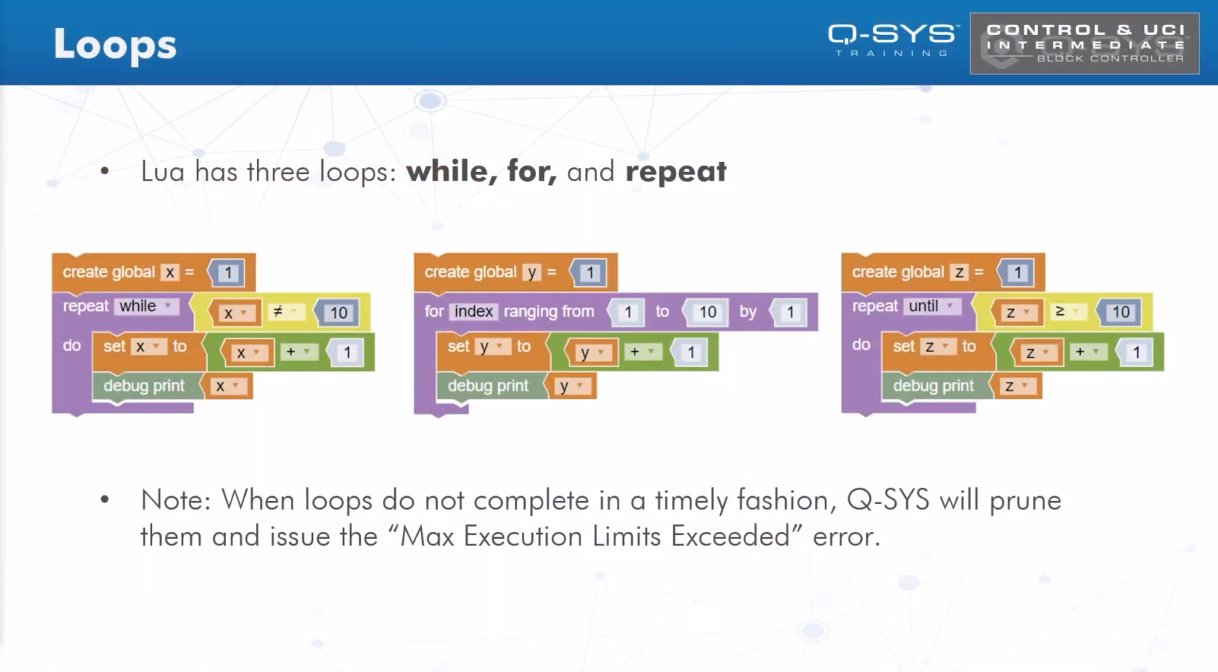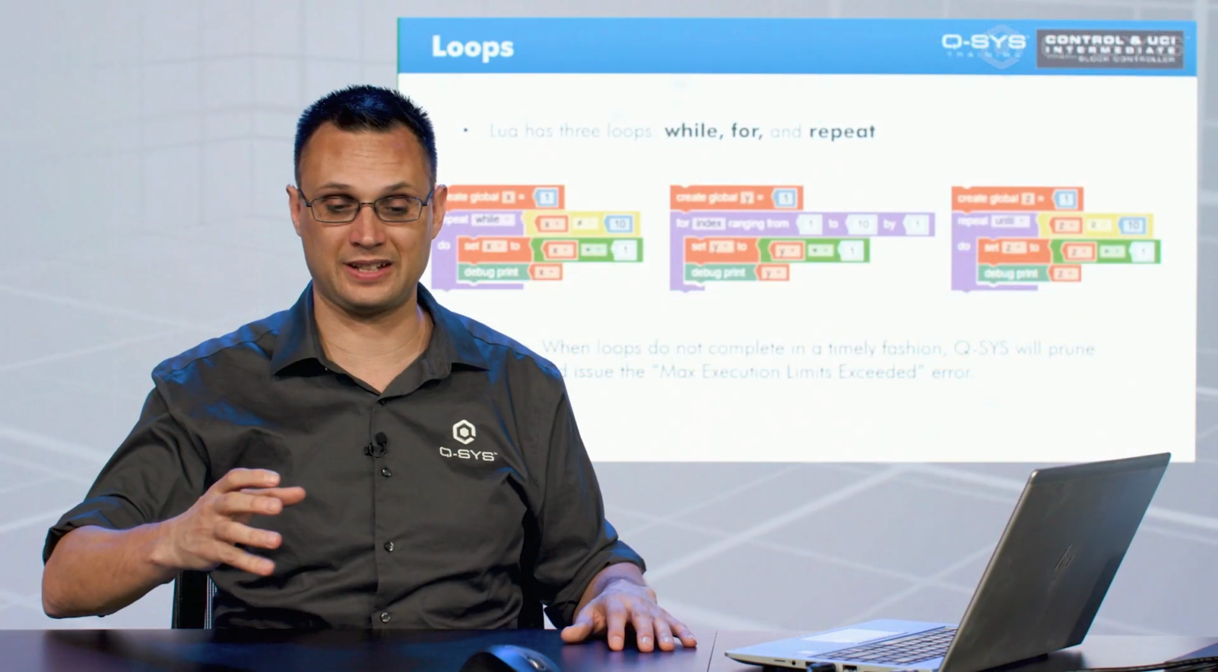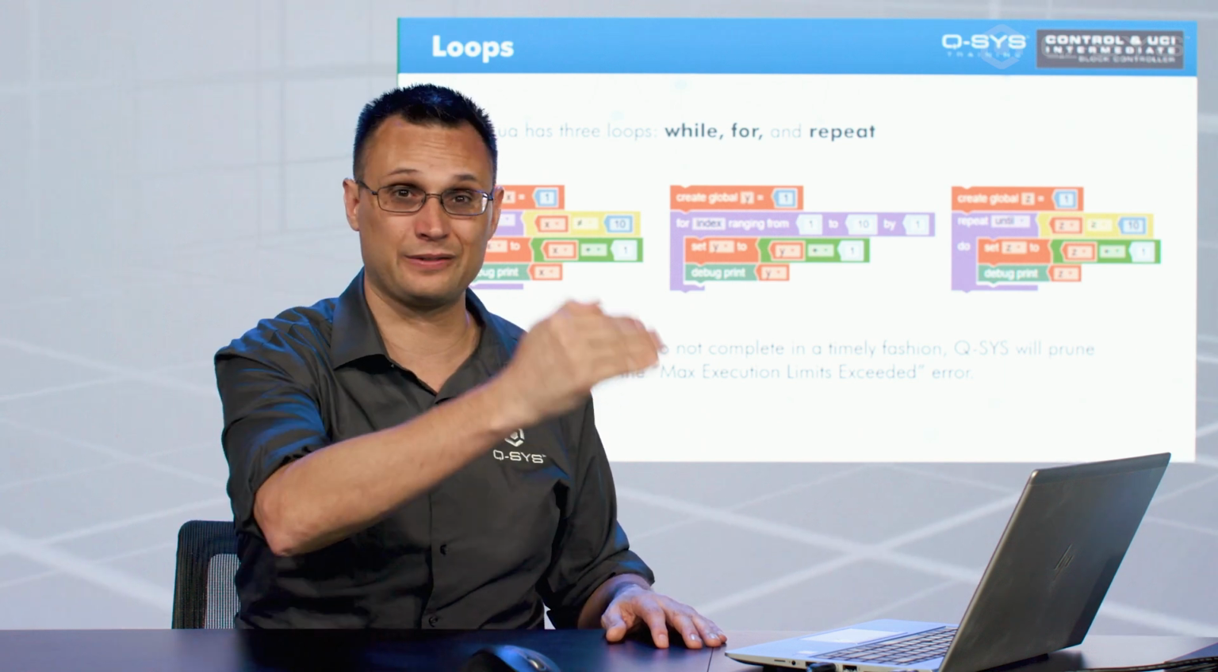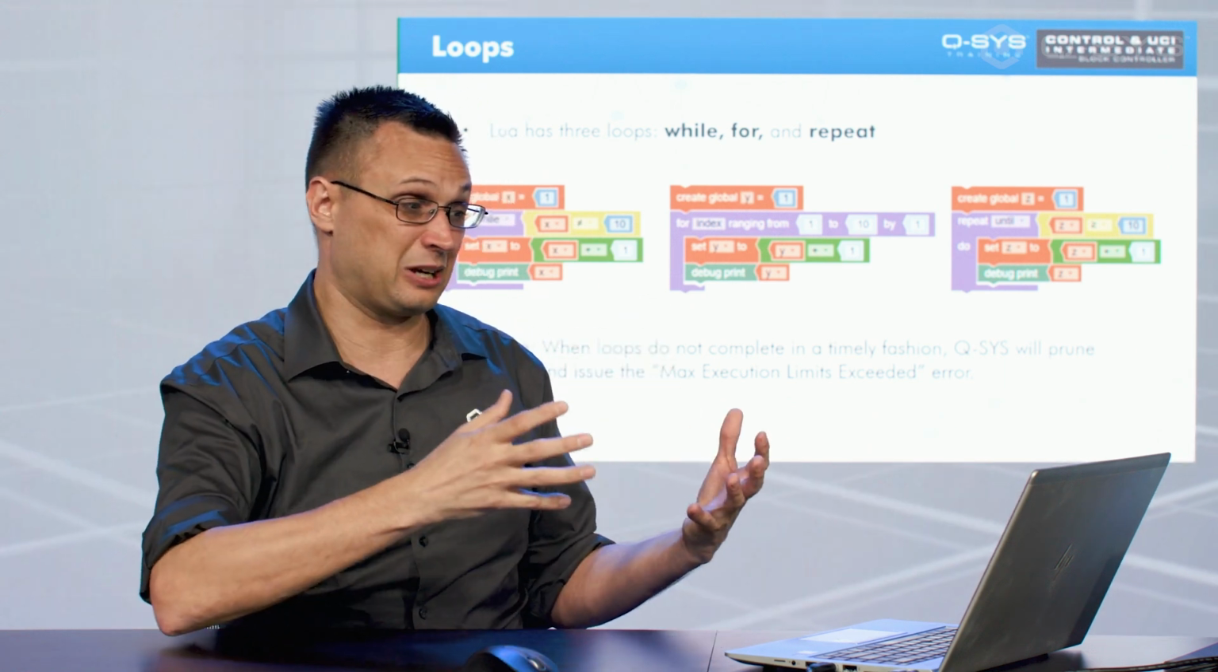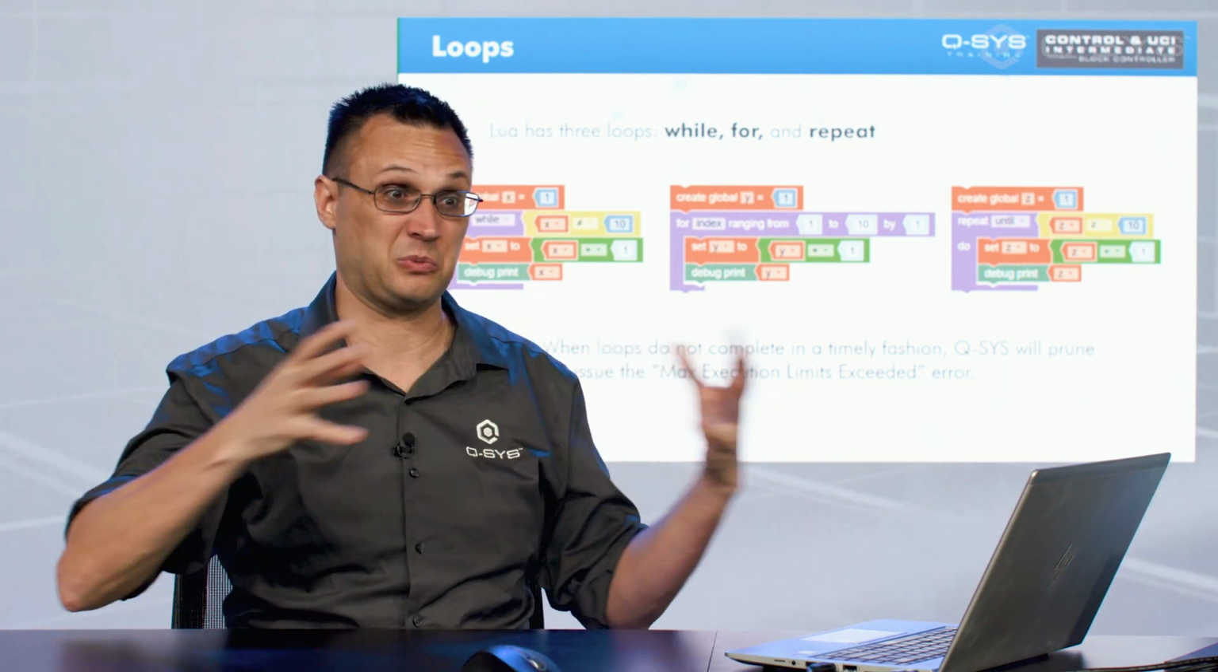Then there's the middle one. Middle one is the for loop. This one says, for index ranging from 1 to 10 by 1. What does that mean? Okay, we've seen indexes before. We've seen how that's just you counting the number of items essentially in an array. Here we've got what you would call an array of the numbers 1 through 10.